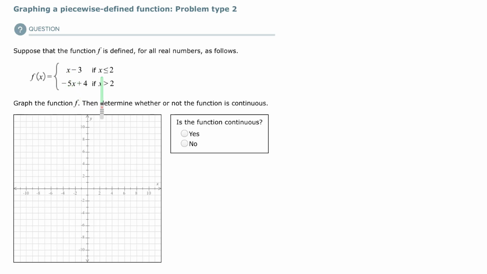So why don't we graph these pieces separately? I'm first going to graph this with a dotted line, and then I'm actually going to make it solid to match the appropriate domain. So why don't we graph x minus 3 as a dotted line first? You could use slope y-intercept form. Notice that negative 3 is down there on the y-axis, and then the slope is 1, so it's going to increase with a slope of 1 from left to right. And so I'm going to draw it with a dotted line like that.